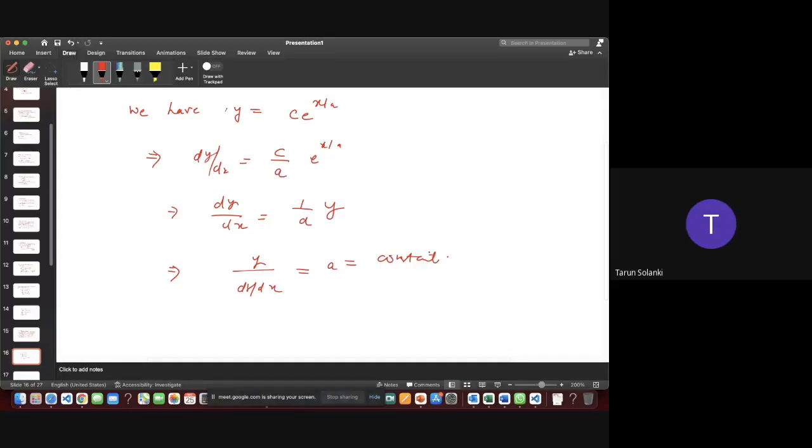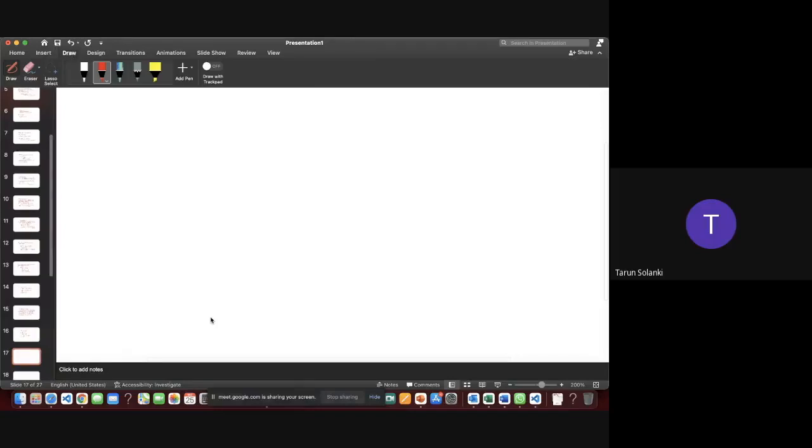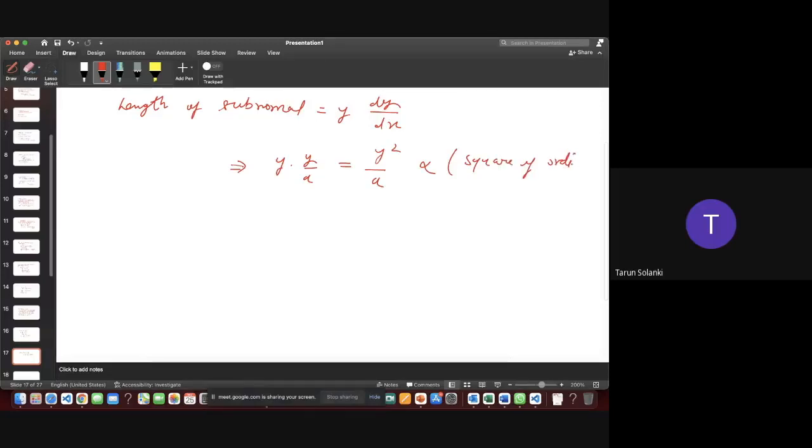constant. Correct? Next part, length of subnormal is y dy by dx. That is y into y by a, which is y square by a, proportional to the square of the ordinate. Correct?